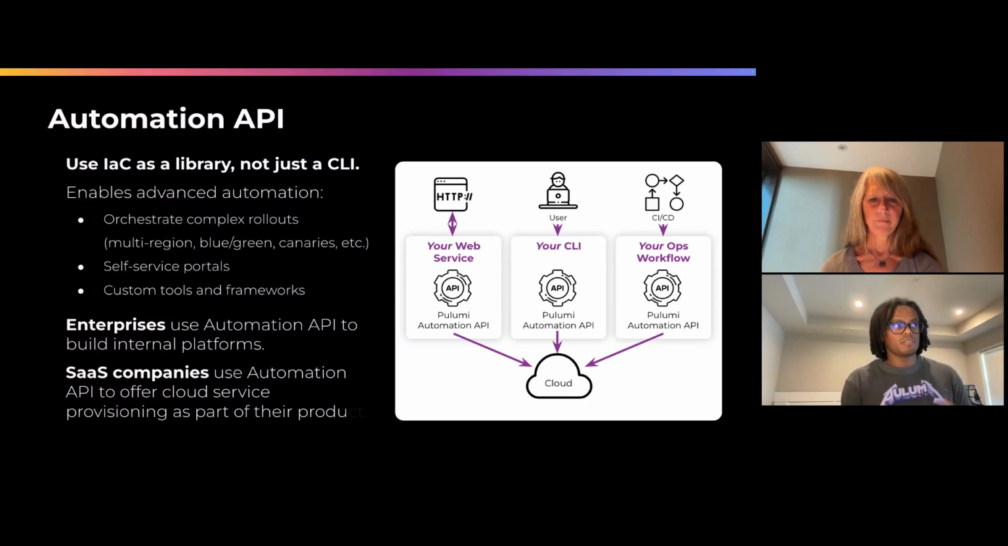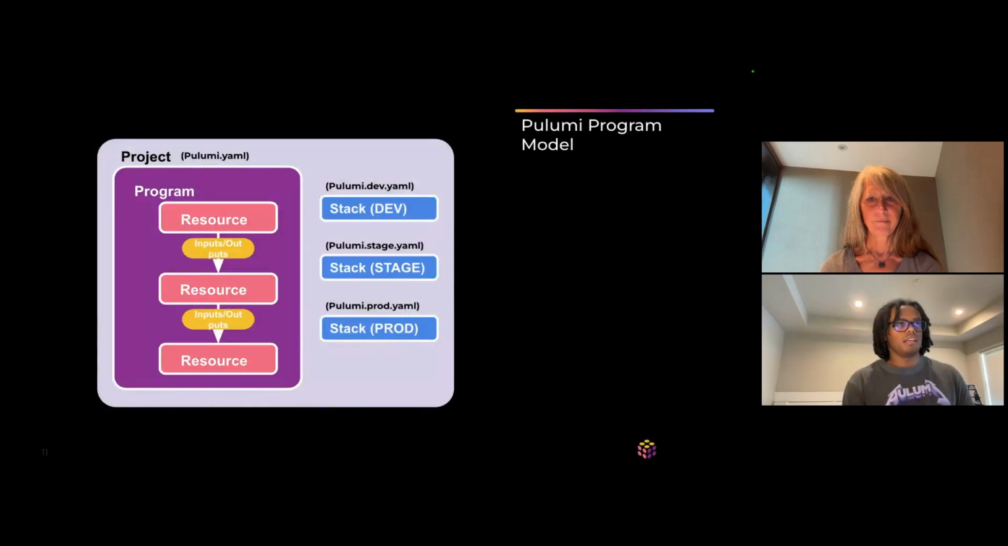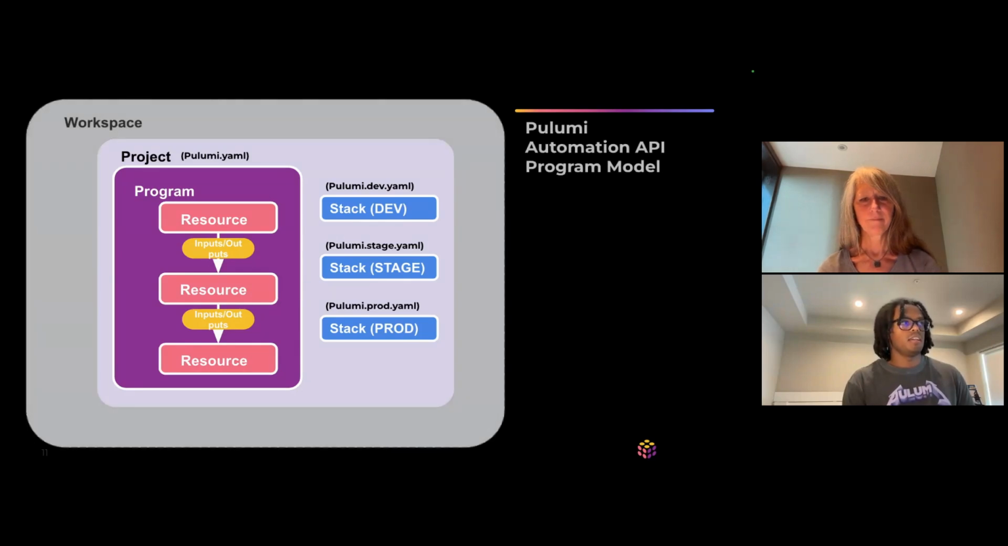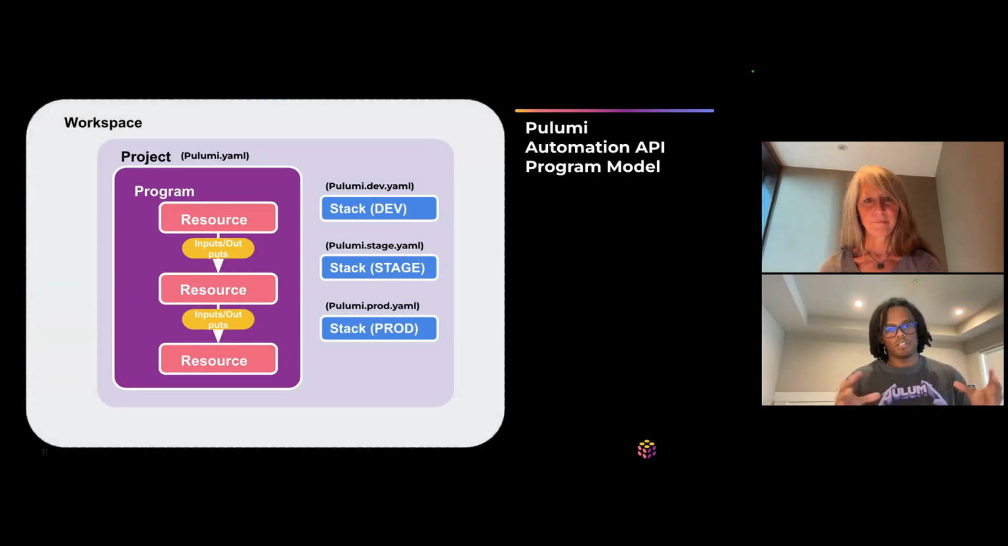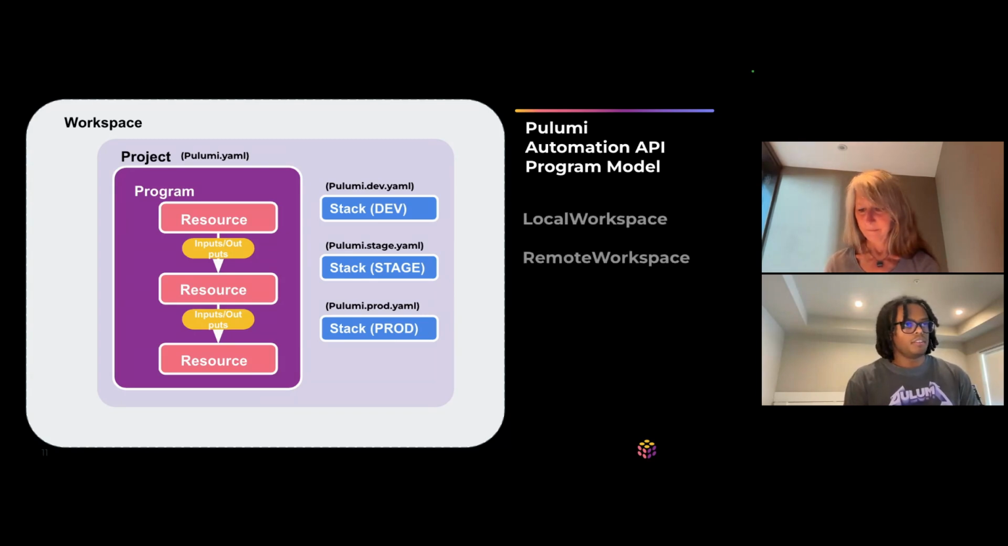The only distinction between an Automation API program and a standard Pulumi program is it contains a workspace. If you think of the original program model, just wrap it in a workspace, and that's how you'll be able to invoke it through a program that you author. There are 2 types of workspaces: the local workspace and a remote workspace.